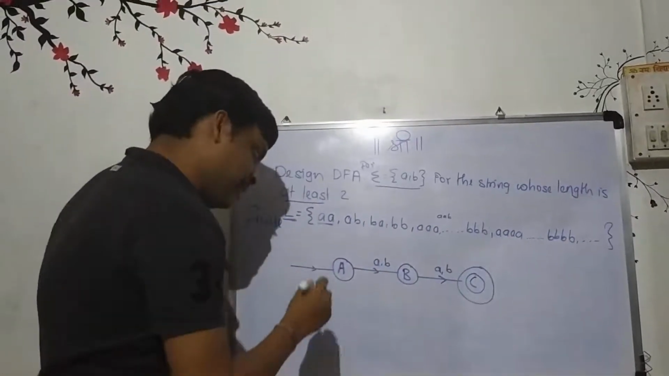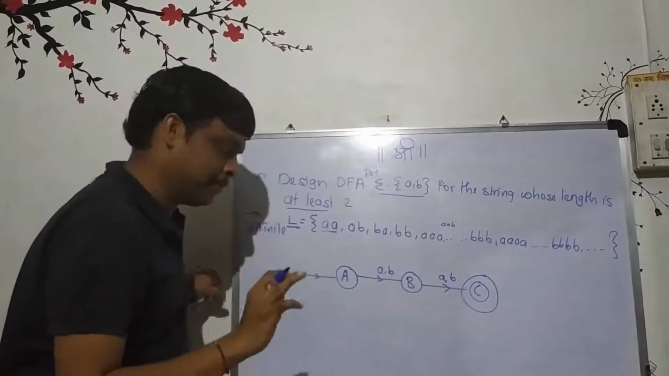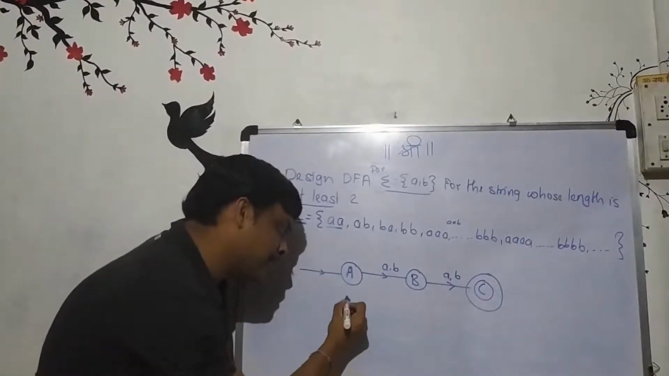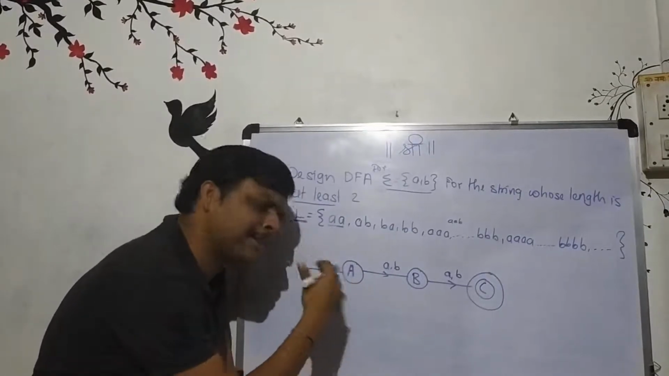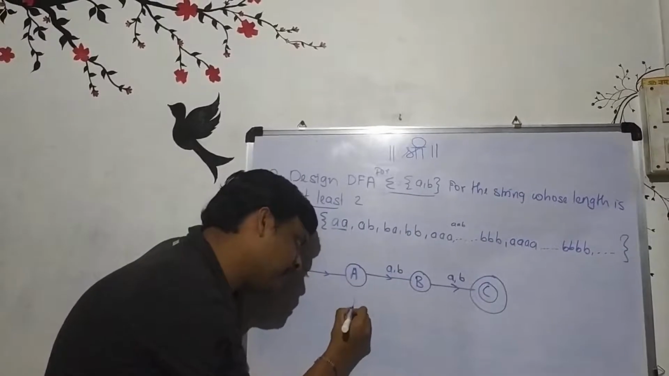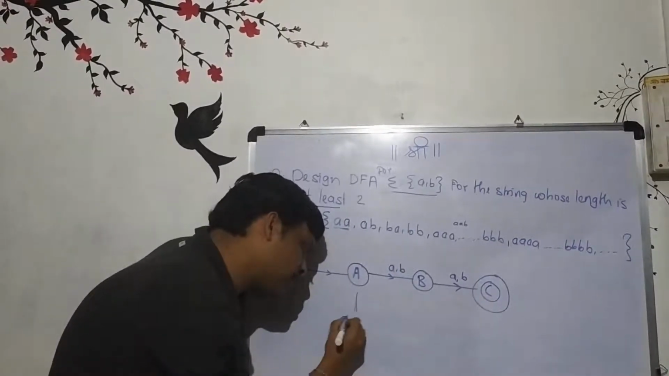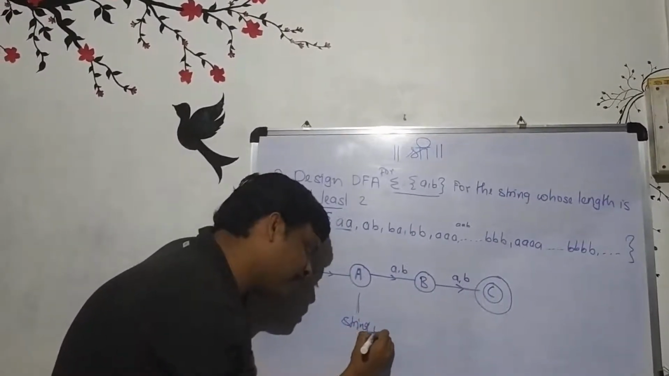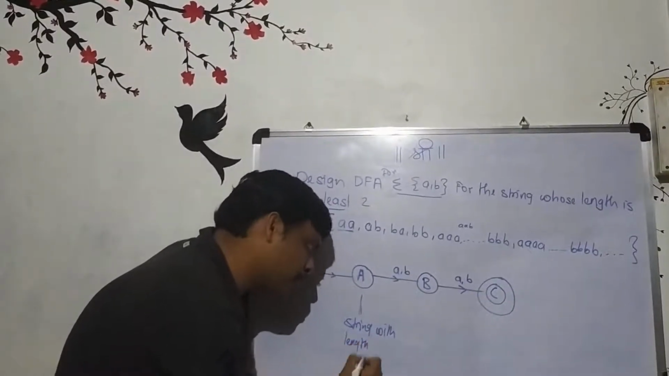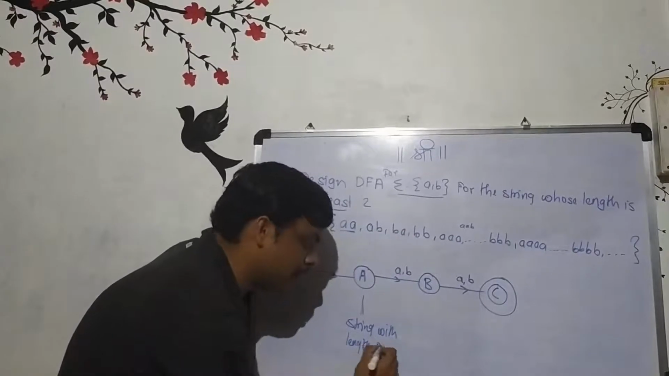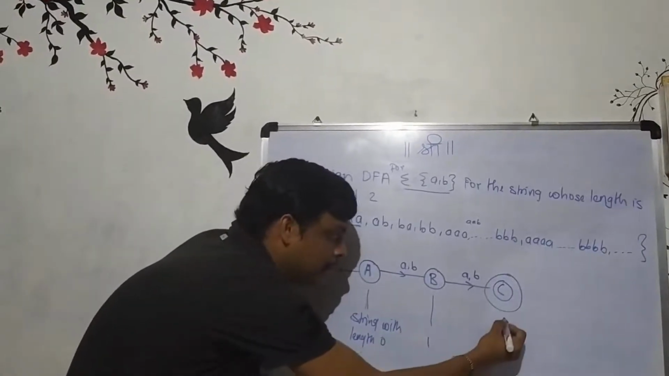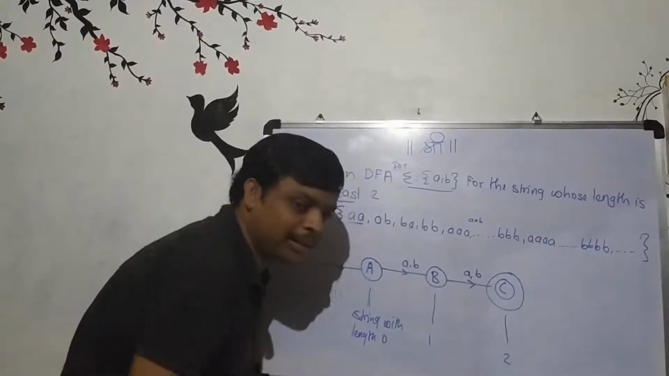After designing this type of skeleton, for logical understanding we may say that this initial state A represents strings with length 0, this state will represent strings with length 1, and this state will represent strings with length 2.